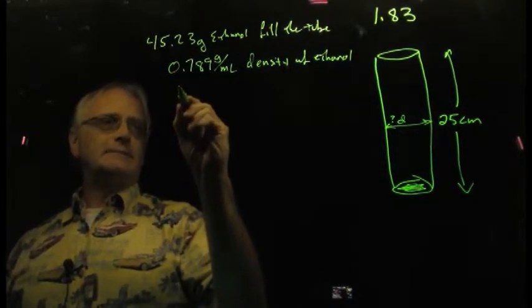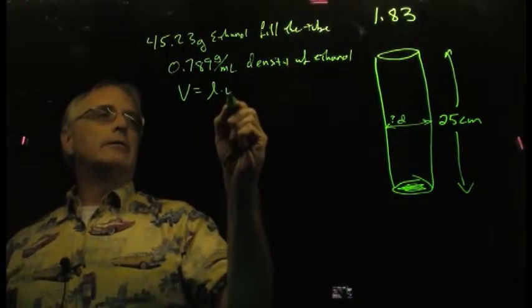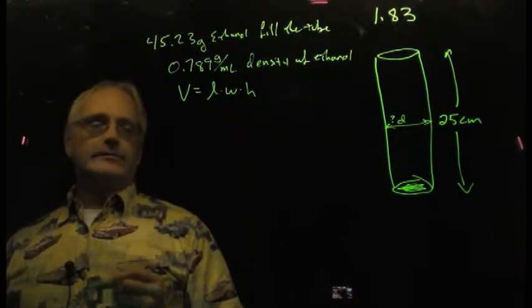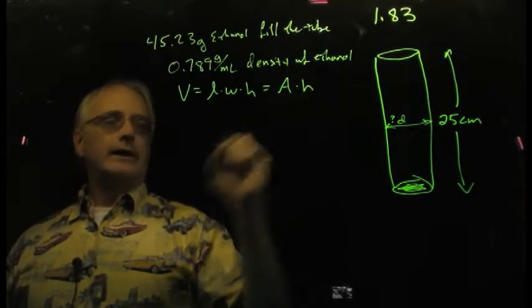Volumes. Let's think about those for just a moment. We've had to do this a number of times. They are always 3 length units, length times width times height, or areas times height.